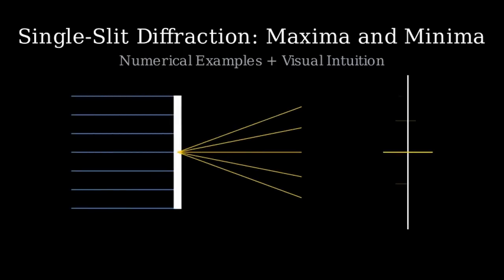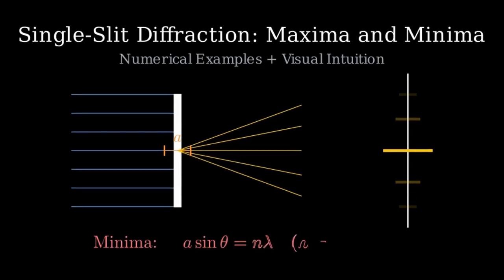Light comes in as plane waves, reaches a narrow slit, then spreads or bends around the edges. That spreading creates a bright and dark pattern on the screen, a wide bright central maximum with alternating dark and faint bright regions. Two key relations govern the angles of dark and secondary bright spots.